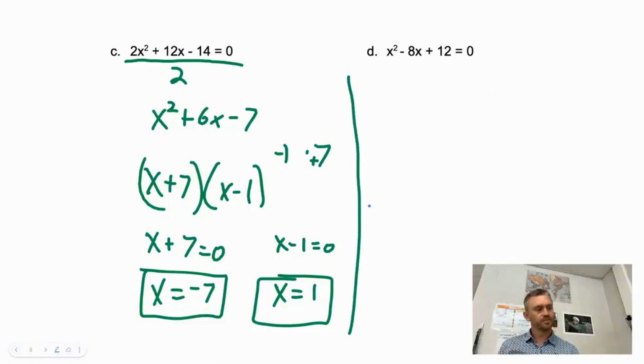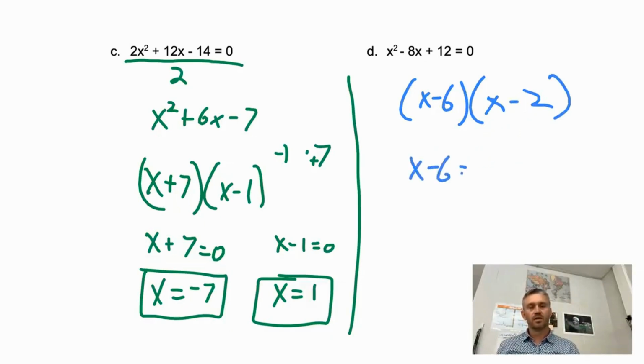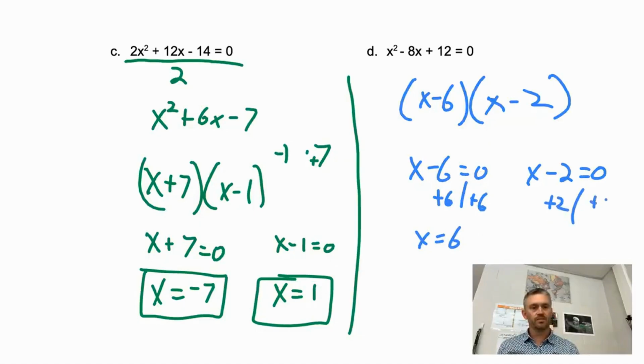Okay. All right, you're up. All right. So x squared minus 8x plus 12. Negative 6 times negative 2 multiplies to be 12 and adds up to negative 8. So then it'll be x minus 6 and x minus 2, and x is equal to 6 and x is equal to 2.